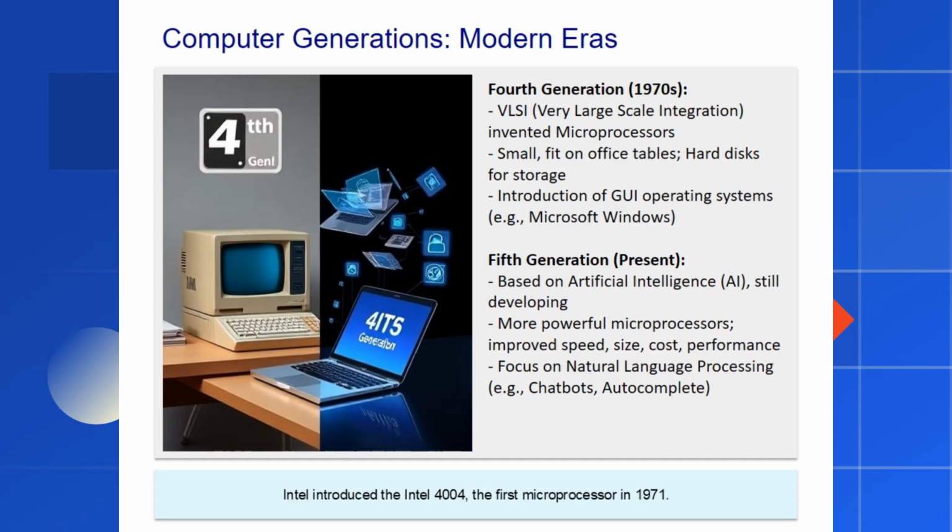We are now in the fifth generation, which started after 1986 and is still developing. This generation is all about artificial intelligence, or AI. Computers are getting even more powerful, improving in speed, size, cost, and performance. The goal is to develop machines that can understand and respond to natural language, like the chatbots you might use online, or features like autocomplete and spell check.